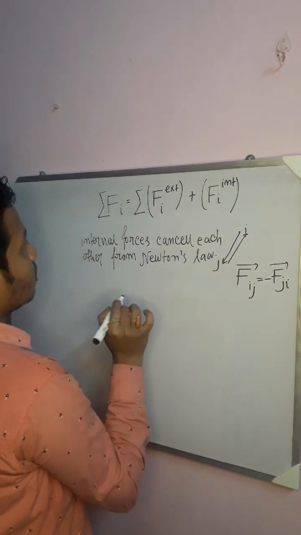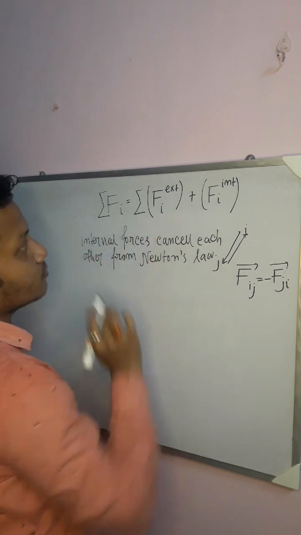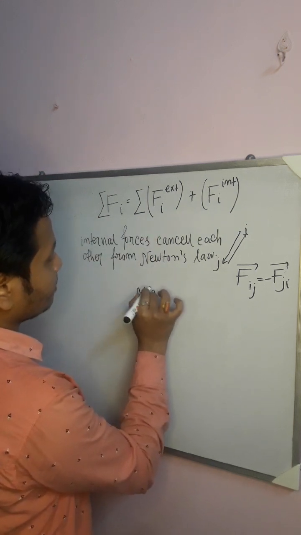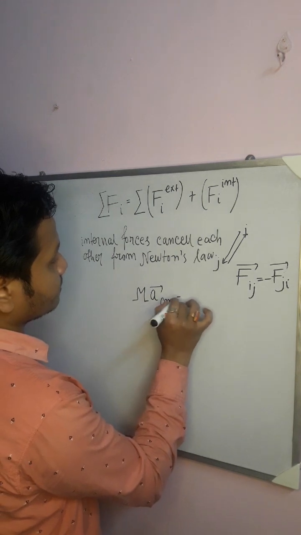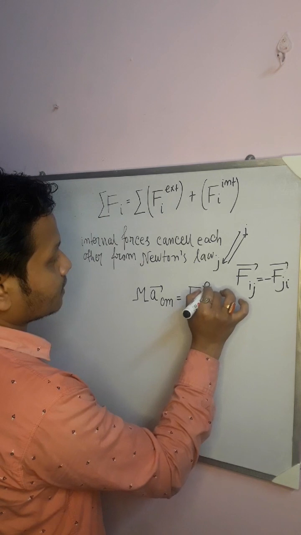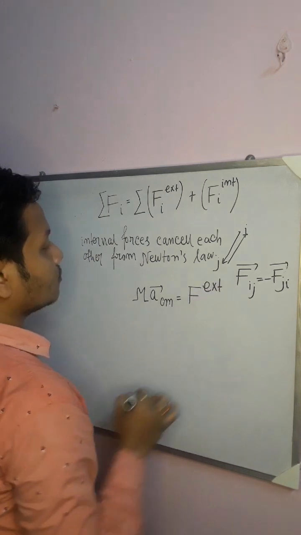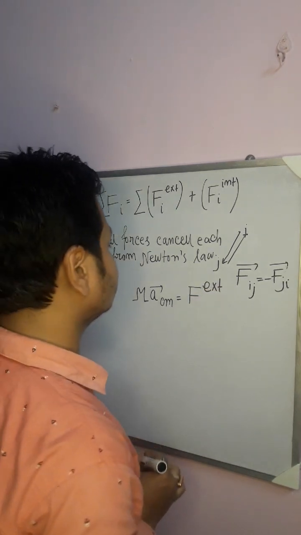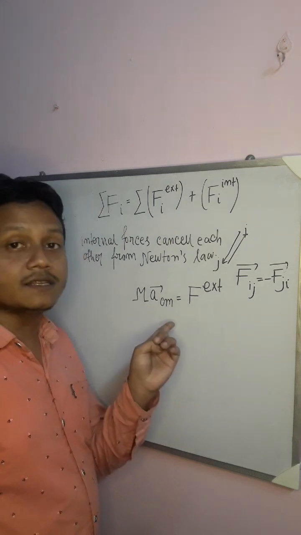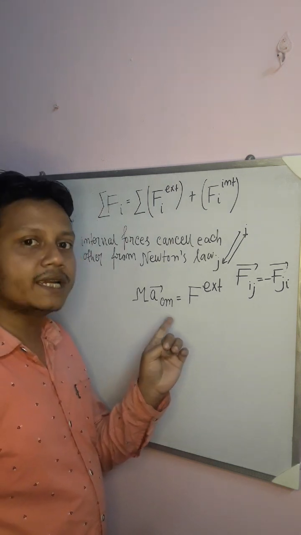So what we get? The total force will be the external force. So what will be the result? M a_cm is obviously F external. This is the fundamental equation of the center of mass.